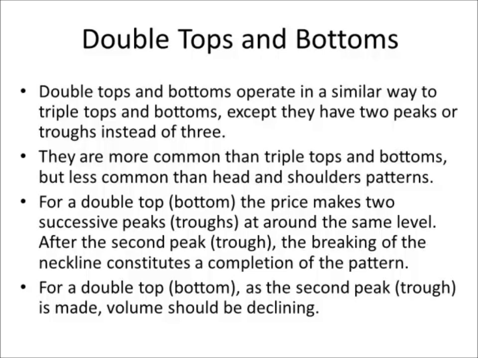Essentially, for a double top, as the second peak is made, volume should be declining. For a double bottom, as the second trough is made, volume should be declining. And for double bottom as well, as the price goes up through the neckline, the volume should be increasing. Alright, so again, we'll do exactly what we did for the triple tops and bottoms. We will look at, for each of them, a diagram to understand how it works, and we will also look at an example to see how it looks in practice.